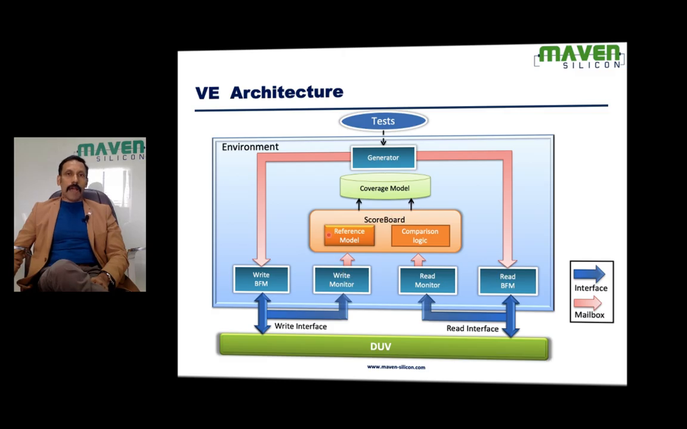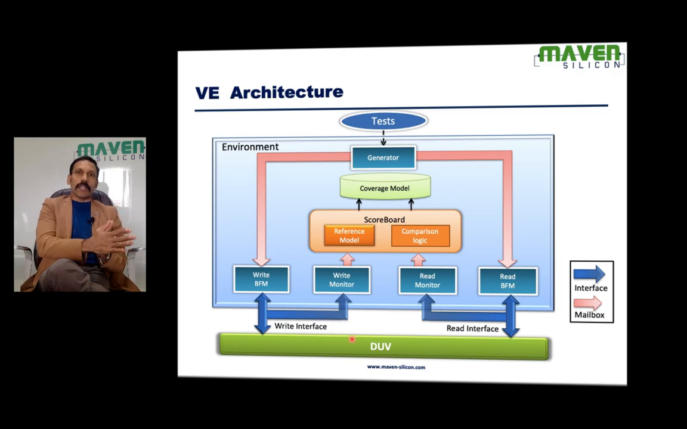The scoreboard will have a reference model. If the DUV does any data transformation, then we need to create a reference model. Otherwise, it's not required. For example, if the DUV is a processor, then the input would be instruction set and the output would be some result. So there is a difference between instruction set and the result. So it does data transformation. So obviously we need to create reference model.